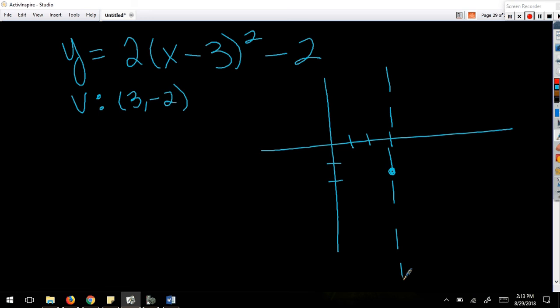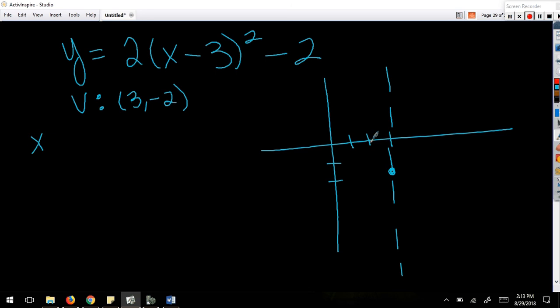How much easier is that than what we were doing before? Yeah, right? I mean, that eliminates 3/4 of the work we did before. I still need an easy point though. 0? You can use 0. I always go right beside the vertex. I always go over 1, and here's why.